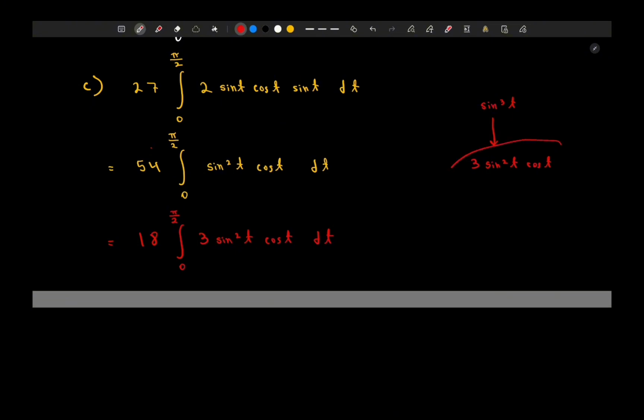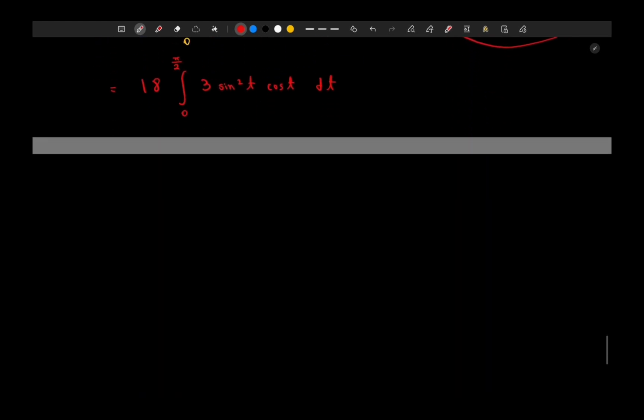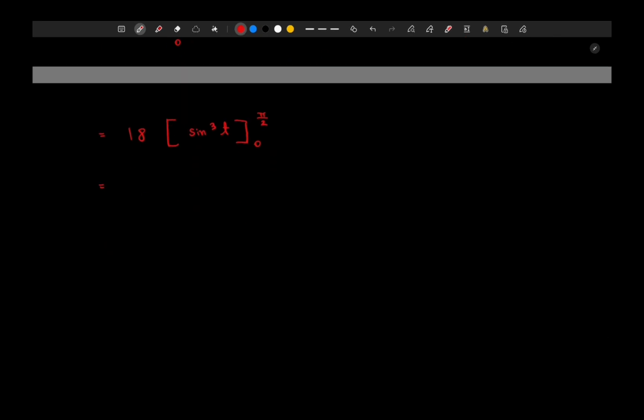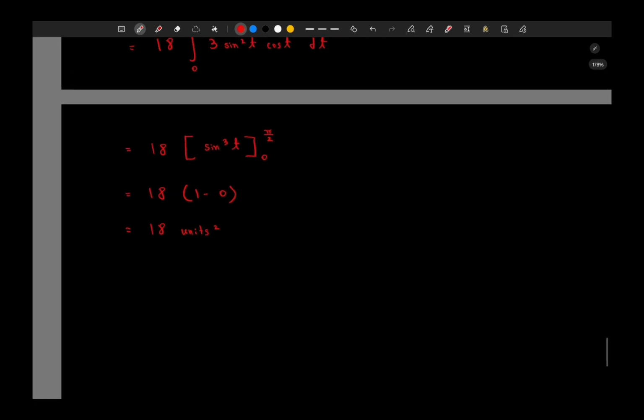Now if we integrate this term, we will get sine cubed t. So this is sine cubed t, 0 to pi over 2. So now we just need to carry out the integration. So that's 18 times 1 minus 0. So the area is 18 units squared. So that is the answer for this part.